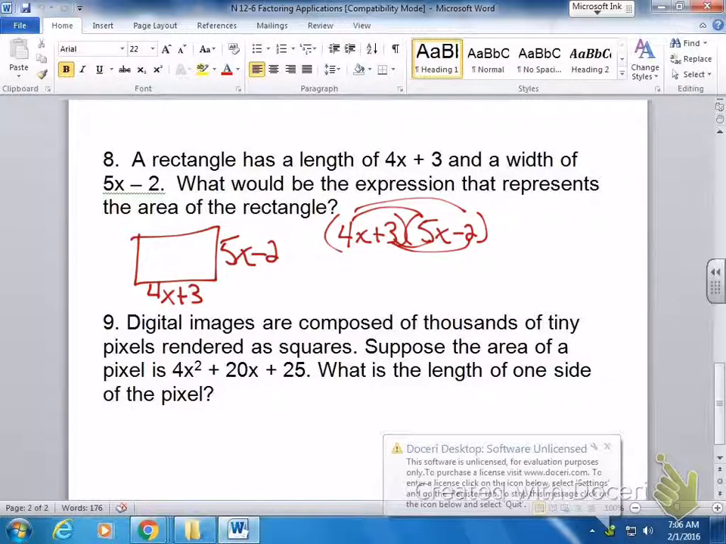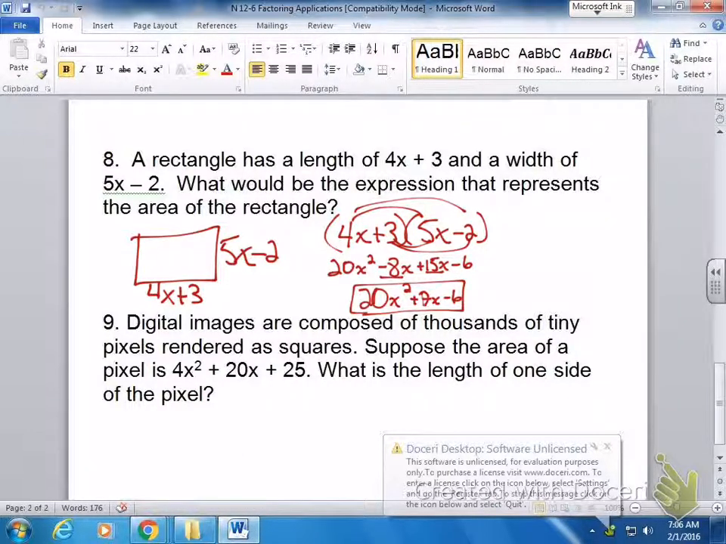4x times 5x, 4 times 5 is 20, x times x is x squared. I have 4x times negative 2 gives me negative 8x. I move to my 3 times 5x gives me positive 15x. And then last is 3 times negative 2 gives me negative 6. Now I have two values that I can combine in the middle. So I get the answer is 20x squared, negative 8x plus 15x gives me plus 7x, and then I have my minus 6 at the end. So there's your answer. All right.